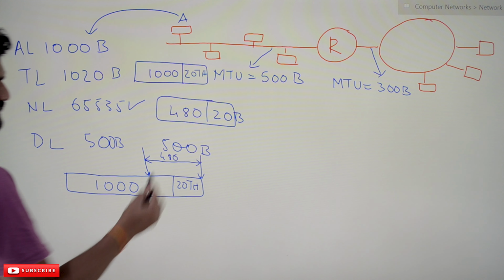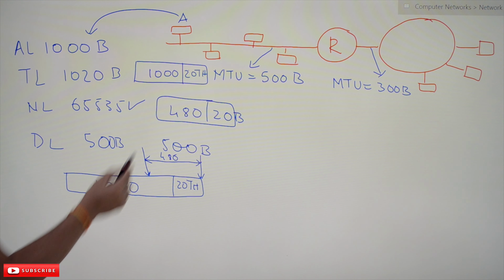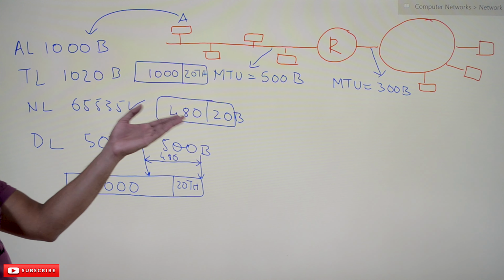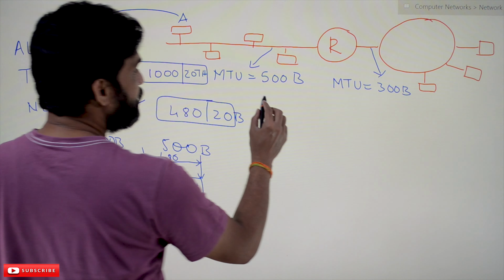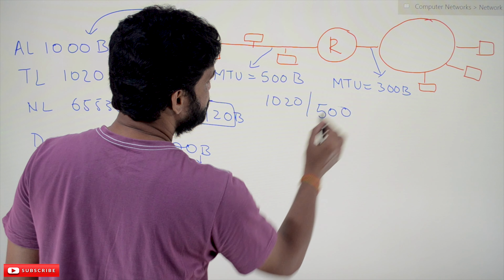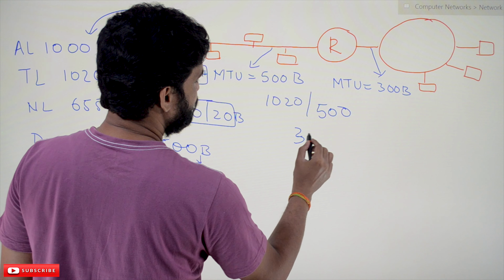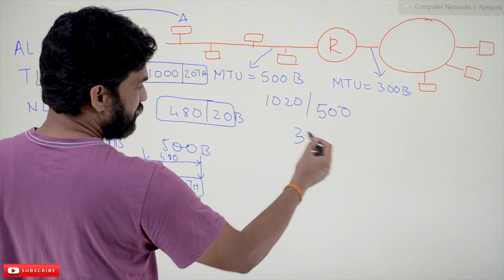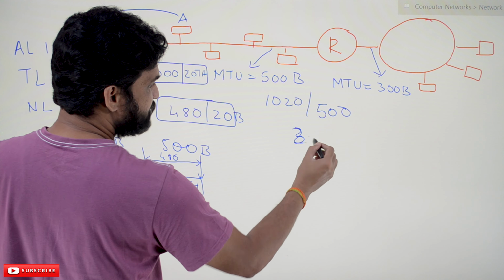This is our first piece. So how many pieces will this 1020 have to be divided into so that it can be transmitted to the data link layer? It is 1020 divided by 500, which is 2 point something, 2.7 or 2.1, and 2.1 is not possible, so we have to divide it into 3 pieces.